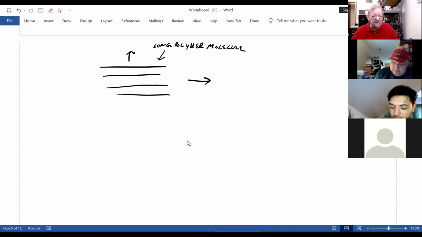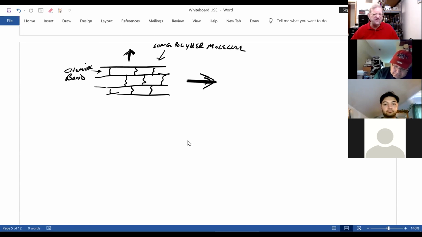If these lines are polymer chains, if I chemically bond them together like this, every once in a while have chemical bonds here. This is a chemical bond. I still have my strength going this way. Now, if I pull it this way, it's not going to fall apart. And this is called cross-linking.